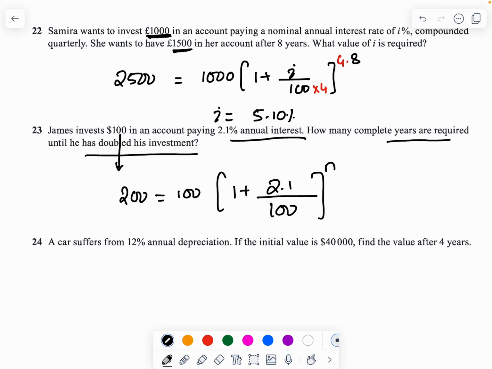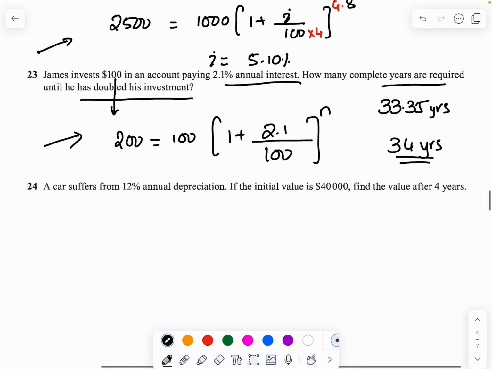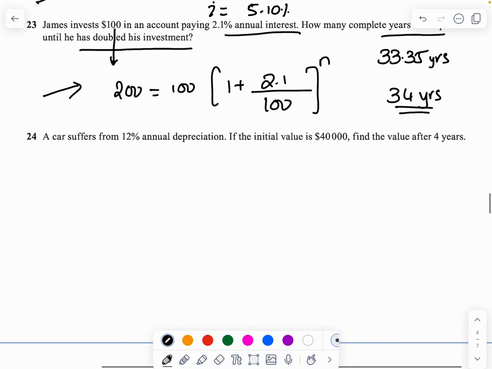Use the calculator. You will be getting the n value as 33.35 years. So we will be rounding it off to 34 years. So use of the calculator has to be learned over here for these two questions. Otherwise, it is difficult to find it out.